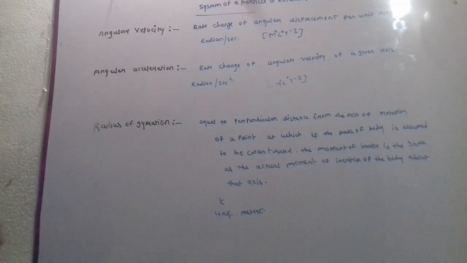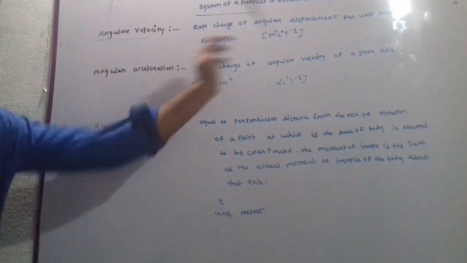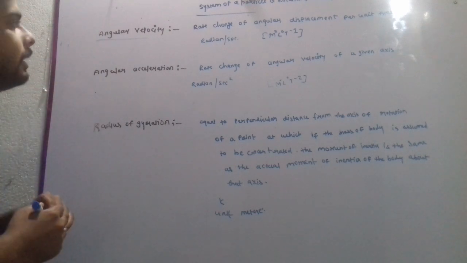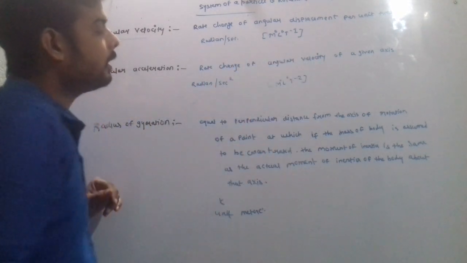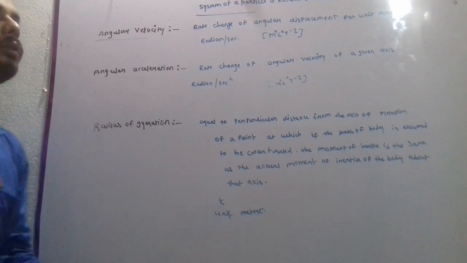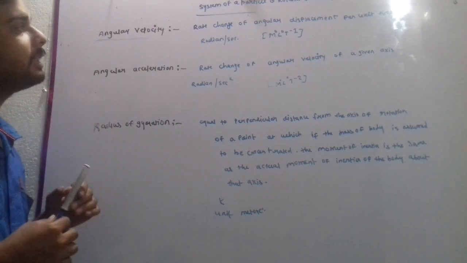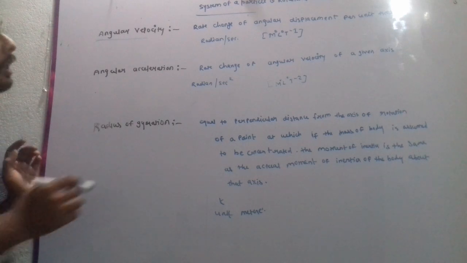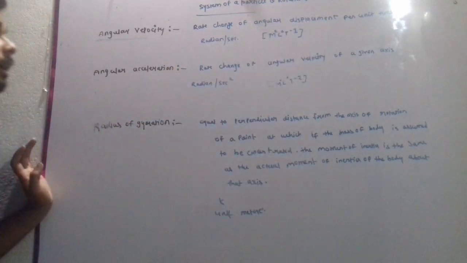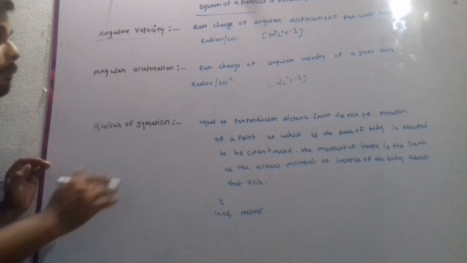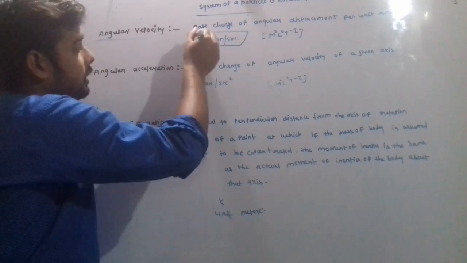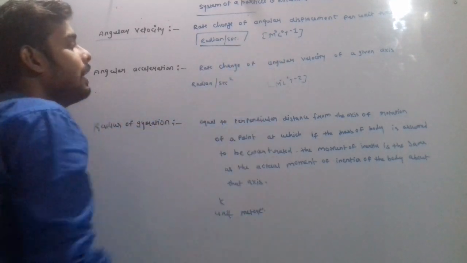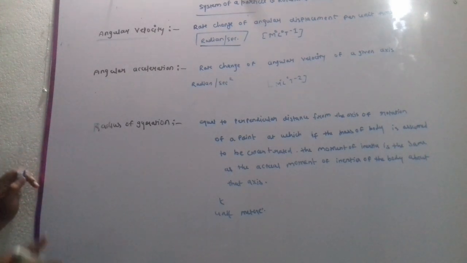Now we will see another definition regarding this system of particles: angular velocity. What is angular velocity? The rate of change of angular displacement per unit time is known as angular velocity. We know that the rate of change of displacement is velocity, but the rate of change of angular displacement per unit time is angular velocity. The unit of angular velocity is radian per second. Its dimensional formula is M0 L0 T minus 1.